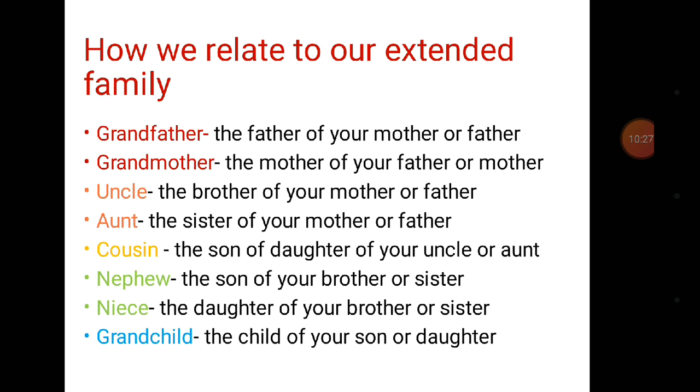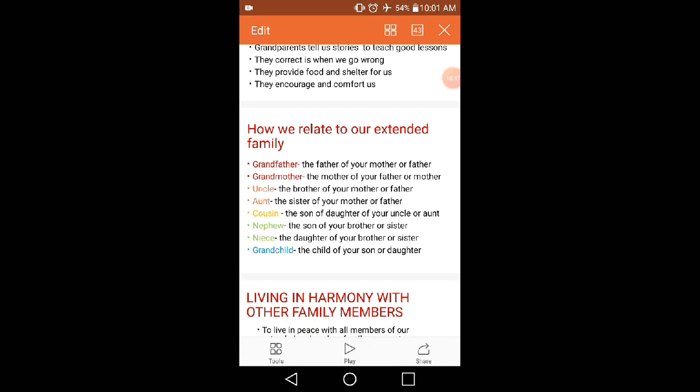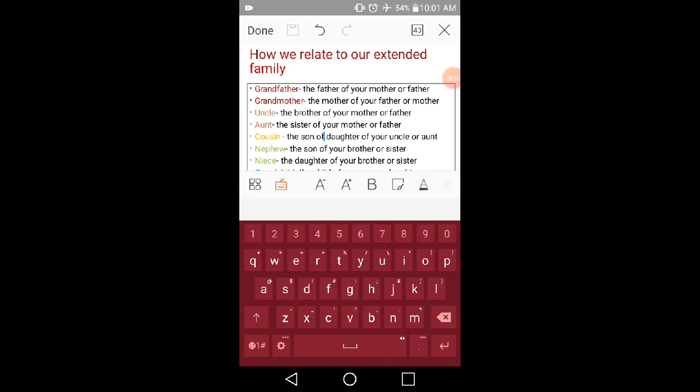Then we come to cousin. We are looking at how we relate to our extended family. Cousin, what is the relationship? What is the relationship between you and your cousin? Cousin is the son or daughter of your uncle or aunt. So, auntie's daughter or son is your cousin, and uncle's daughter or son is also your cousin.